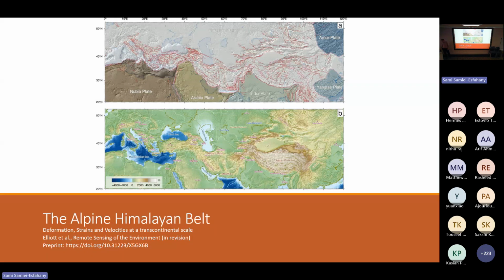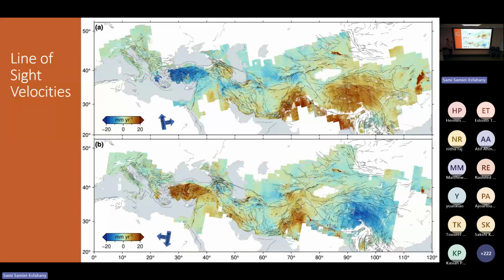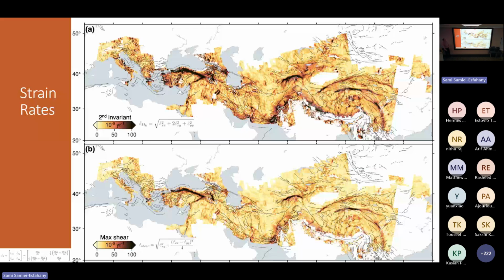So we've just finished this work. Jin at the back has been working on this. He'll be leading the practical this afternoon, but it's a big endeavour now, covering not just Turkey, but we've applied this across the whole Eurasian deforming zone, the Alpine Himalayan belt. So here we've got the two lines of sight from the Sentinel, and those can then be combined to resolve the strains.